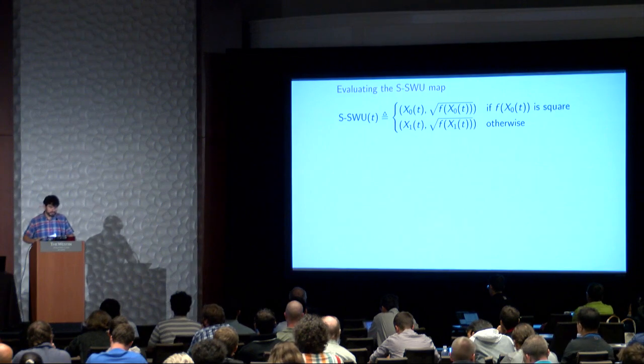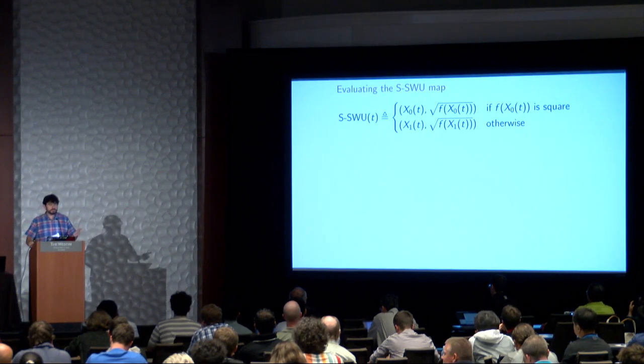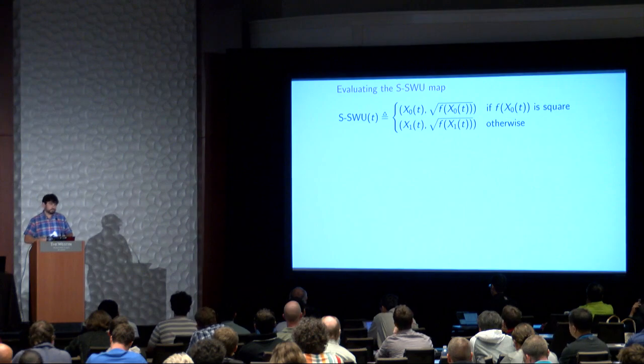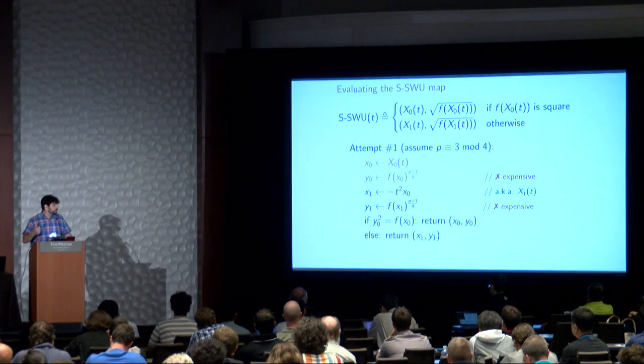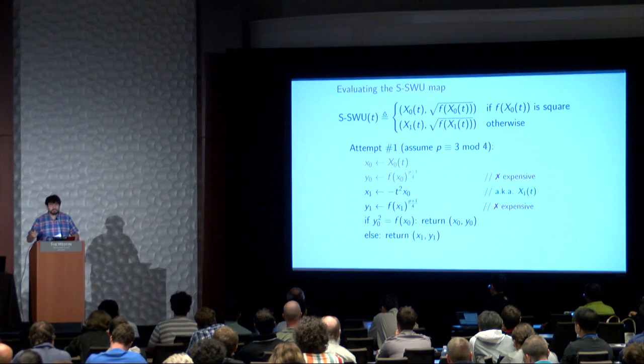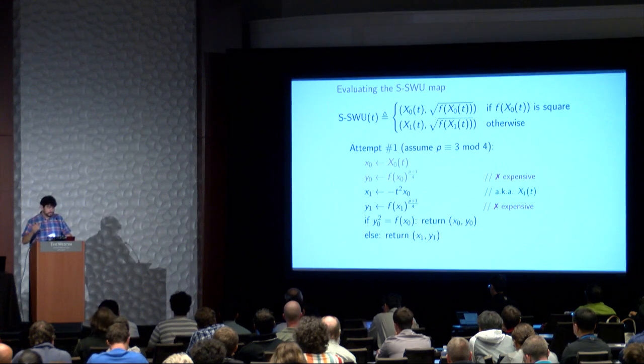OK, so let's implement this. The idea is we're going to evaluate x0 and x1, check which one we want to output, and output it. To start, we evaluate x0, compute f of x0, and then compute a square root. Since p is congruent to 3 mod 4, we can compute a square root by exponentiating by (p plus 1) over 4.